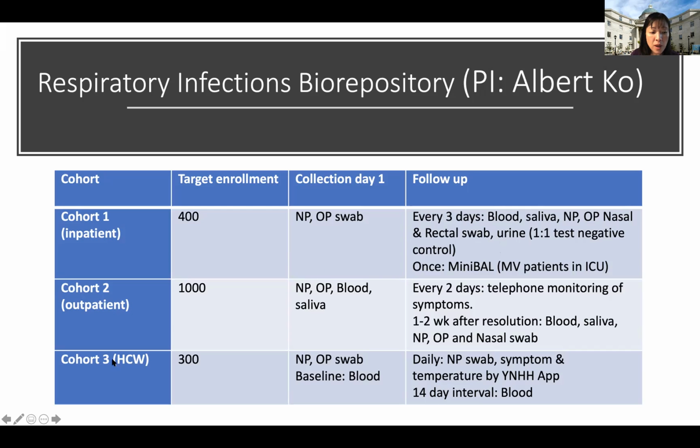And we also have two other cohorts. The second cohort is the outpatient cohort, in which mild disease patients are recruited. And again, we can collect various biospecimens from these people who are enrolled. And then the third cohort is an important cohort in which we enrolled healthcare workers that are at the front line of treating COVID patients. And from them, again, we can collect a variety of biospecimens.